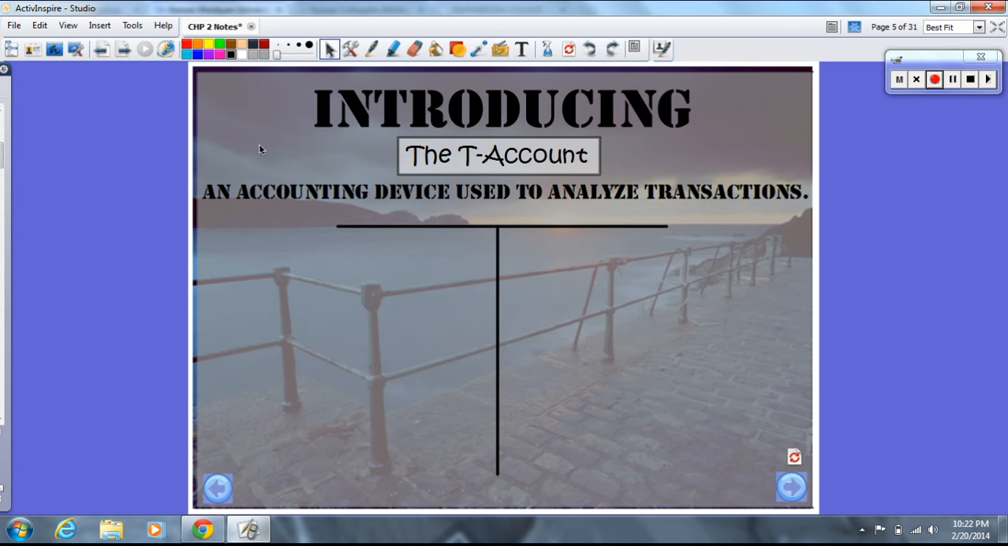So let's talk about this thing we call a T account. They've given you a visual here as to what it looks like. Obviously, it gets its name because it looks like the letter T. So here we have it. Here's a T account in front of us right here. And the definition for a T account is an accounting device used to analyze transactions. So in your notes, I need you to write T account, the definition of T account, and draw what a T account looks like as well.